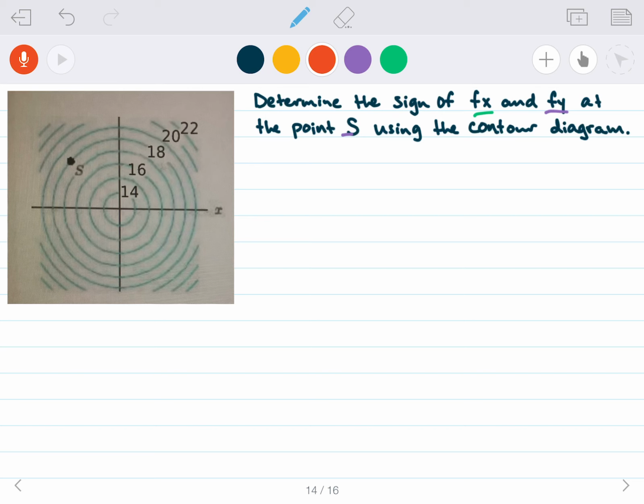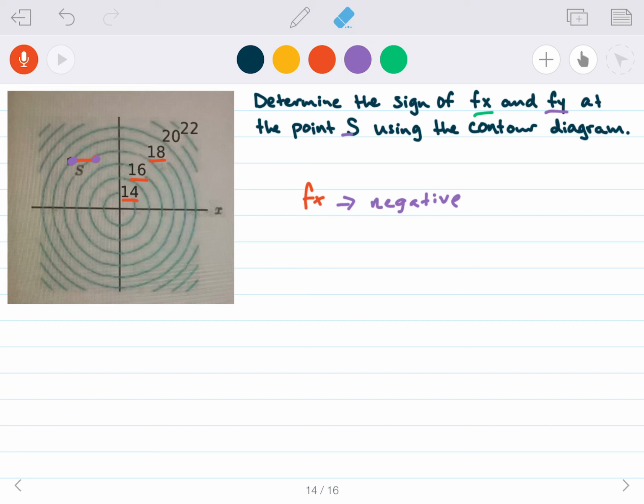So here we are at S. With f of x, we're looking to see what happens when x moves a little bit to the right. When x increases, we are on a new rung, right? And so we can see that, as we move in rings, the rings get smaller, right? We have z equals 18, z equals 16, z equals 14. So since we're going from an outer ring to a more inner ring, we're decreasing. So this is going to be negative.